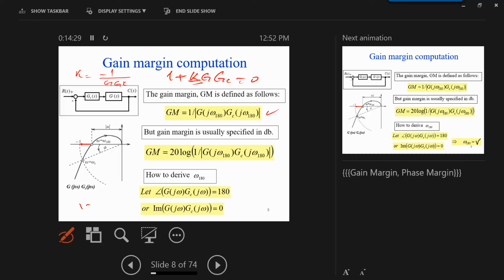The phase margin now is the value of the phase of the system at the omega crossover frequency. Remember that this is the phase condition for the system. And when the angle is 180 degrees, the imaginary part is 0, and this is how we define the phase angle.